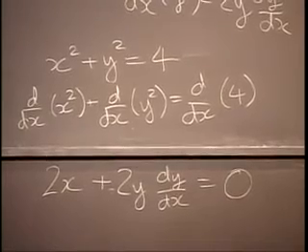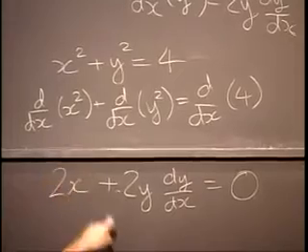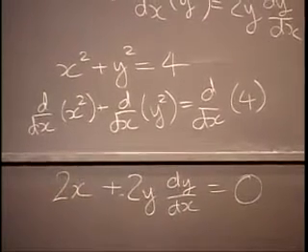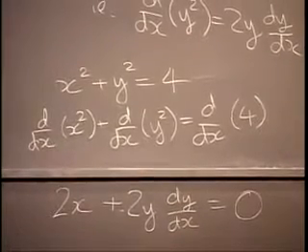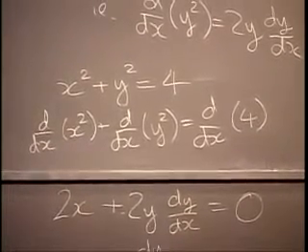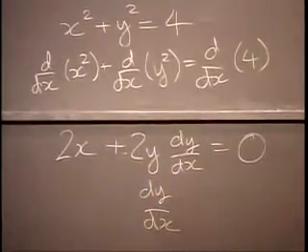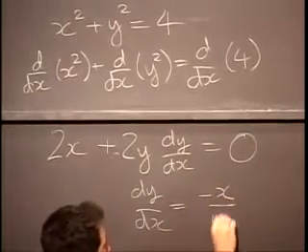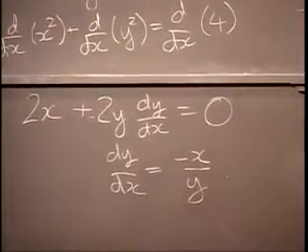Of course, since y was not the subject of the original equation, it's too much to expect that dy/dx should already be the subject of this equation. It's not an equation in dy/dx. So all you have to do is rearrange, and in this case, I move the 2x to the other side, and I divide by 2y, and you get minus x over y. So dy/dx is equal to minus x over y.